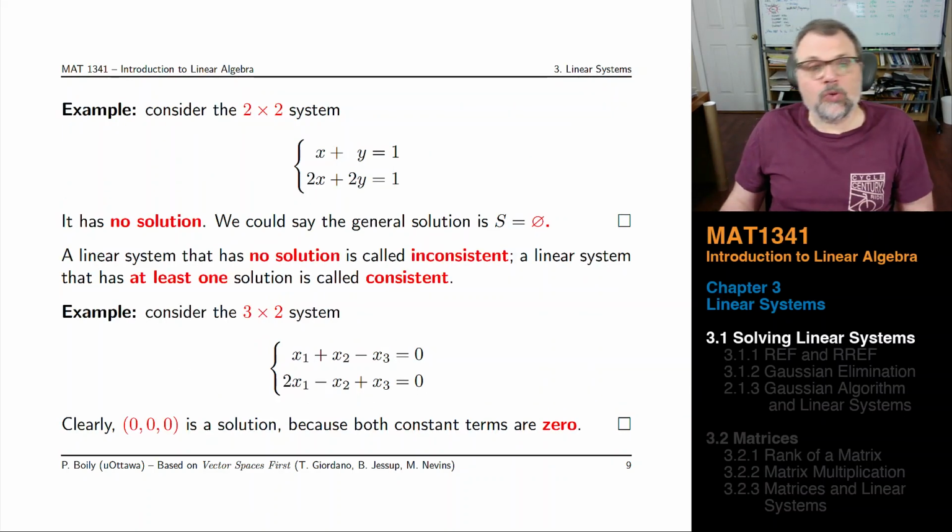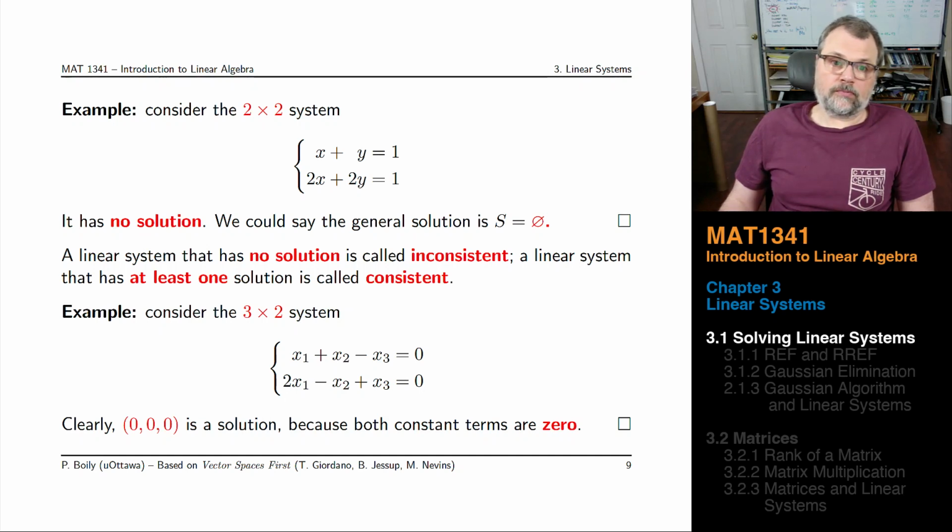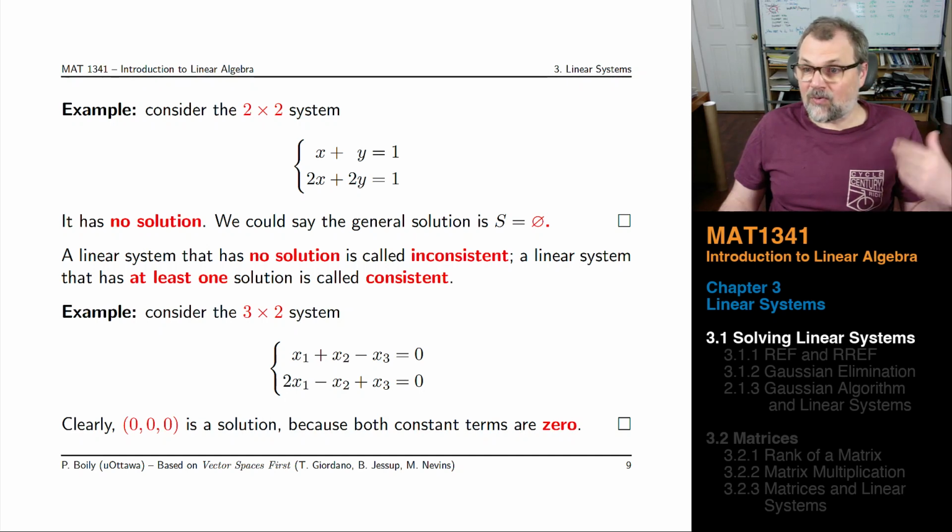Here now we have a 2 by 2 system. x plus y equals 1 and 2x plus 2y equals 1. I claim that it has no solution. Perhaps you could say that the general solution is the empty set. No vector in S could ever solve this.